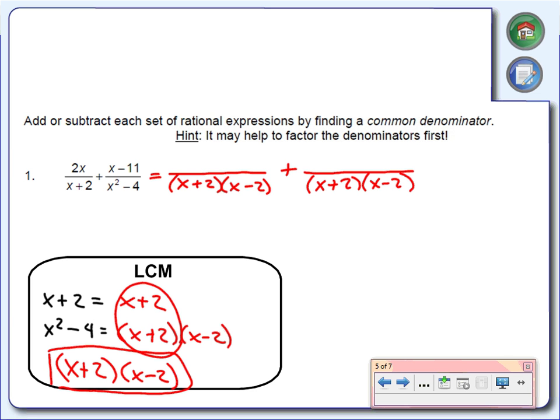So notice the first fraction, I went from having an x plus 2 to this over here, x plus 2, x minus 2. That means I'm going to have to multiply this numerator 2x times the what? What do I need to multiply? The x minus 2. That's what's missing. So if I multiply 2x times x minus 2, what do you get? 2x squared, remember using distributive property here, 2x squared minus 4x.